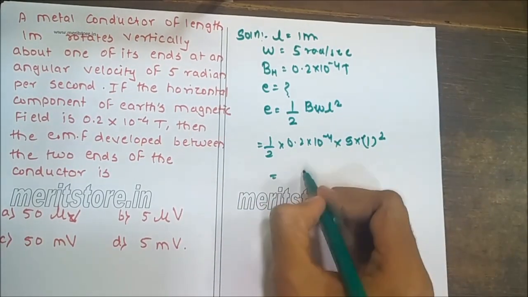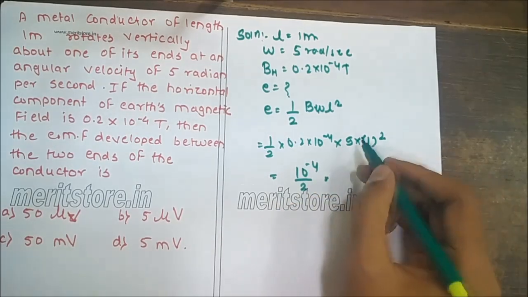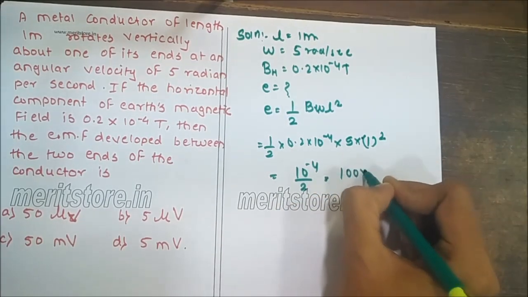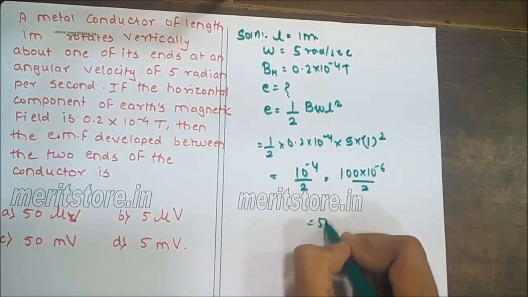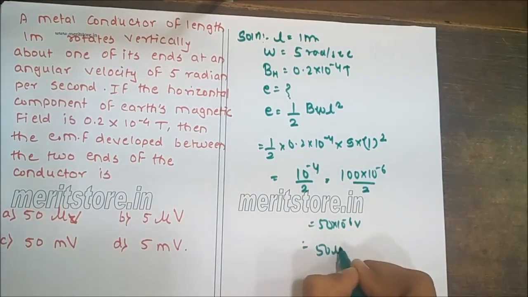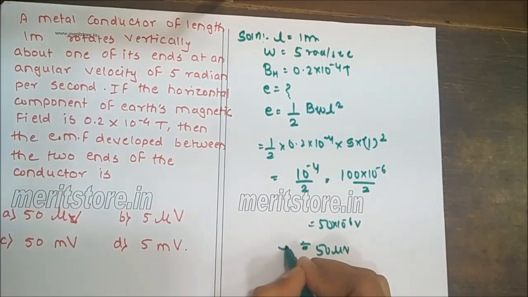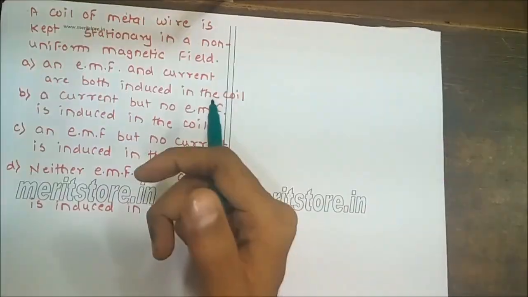So on solving this, we get a value of 10 raised to minus 4 upon 2. We can write it as 100 into 10 raised to minus 6 upon 2, so that will be 50 into 10 raised to minus 6 volts, which is 50 microvolts. So the EMF induced is 50 microvolts, so A is the correct option.